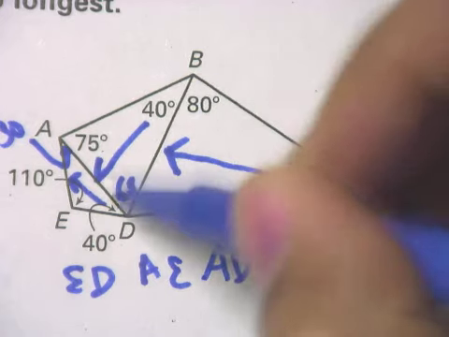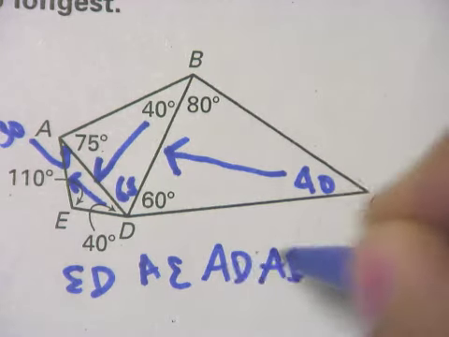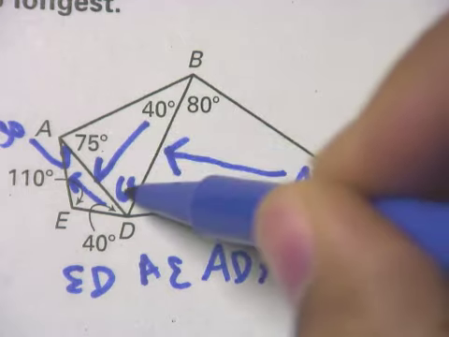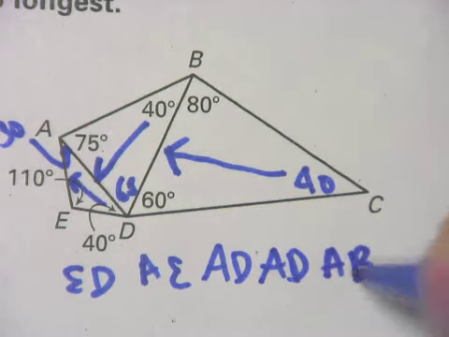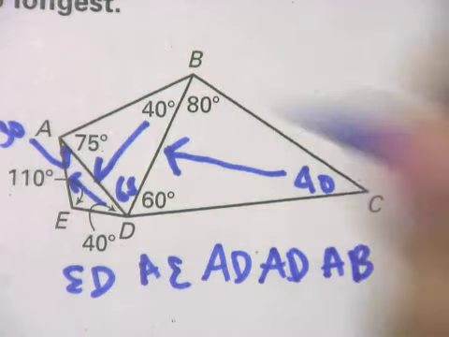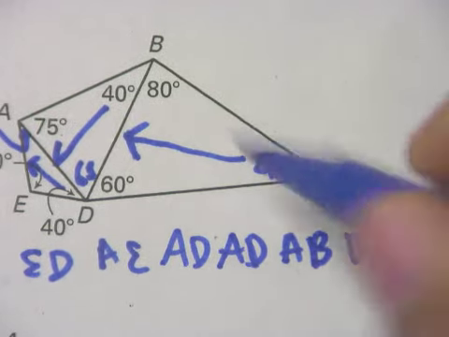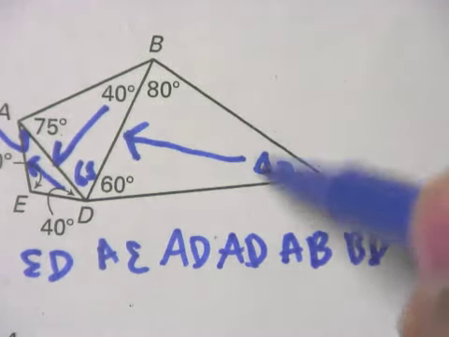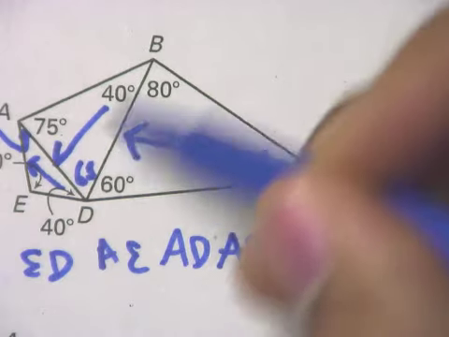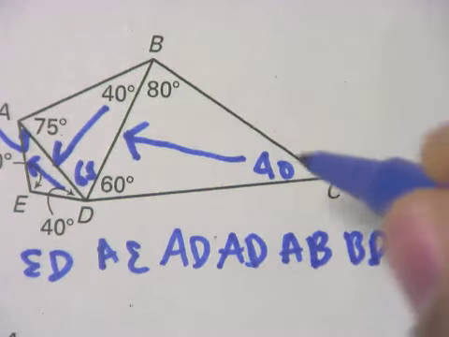Next, let's take a look at this triangle here. Obviously, I have 40 degrees, which is pointing to side AD again. Notice how they're side by side. Then I have 65, which is across from AB. Then I have 75, which is across from BD.